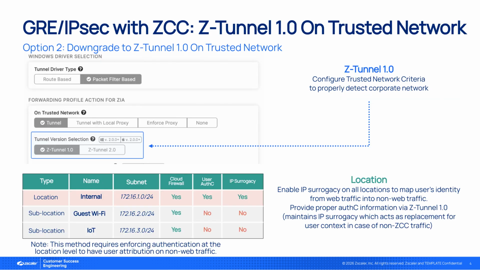If policy-based routing is not possible, then an alternative option is to use the Client Connector Trusted Network Detection settings and configure ZCC to use zTunnel 1 when it detects that it is on the corporate network. Note that this method requires enforcing authentication and IP surrogacy at the location level to maintain user attribution on non-web traffic. You can then configure sublocations in the ZIA admin portal for each type of non-user traffic, such as traffic from IoT devices or guest Wi-Fi traffic, in order to disable authentication and attribution for that non-user traffic.